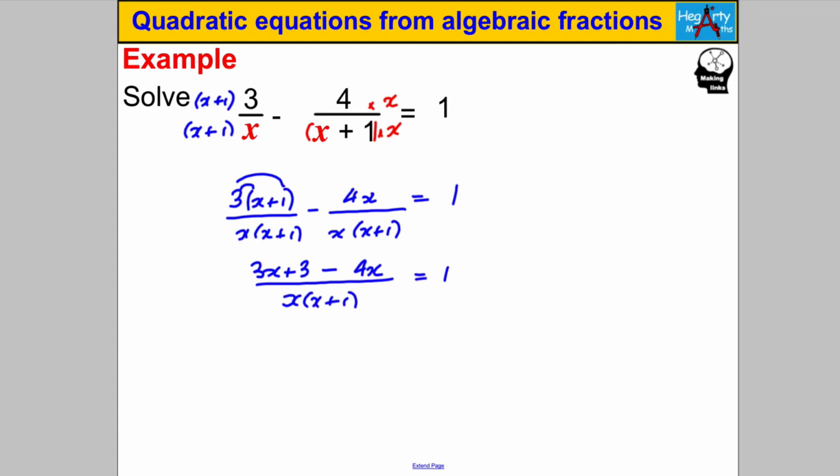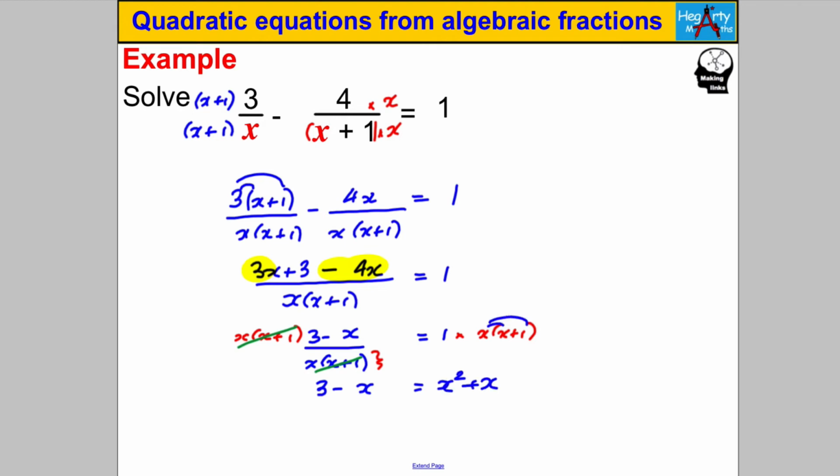Okay, now collecting like terms here, I've got positive 3x, take away 4x, so that's going to be -x, and I've still got a 3 here. So this is 3 subtract x over x add 1 is equal to 1. Now, I don't like this expression on the bottom here, so I'm going to multiply both sides by x add 1 in order to cancel this x add 1 on the denominator there. So therefore I'm going to get 3 subtract x is going to be 1 multiplied by this, and 1 multiplied by x, bracket x add 1 is just x, bracket x add 1, which you can multiply out and get yourself x squared plus x.